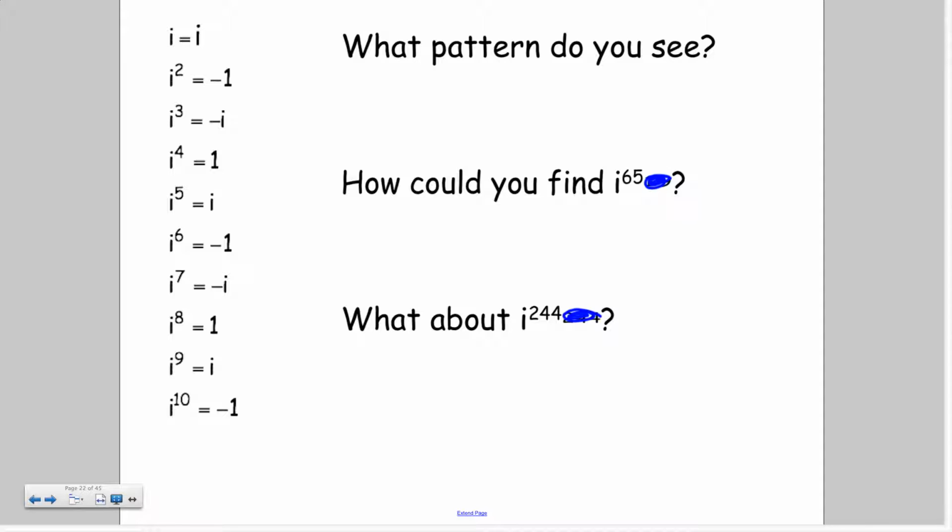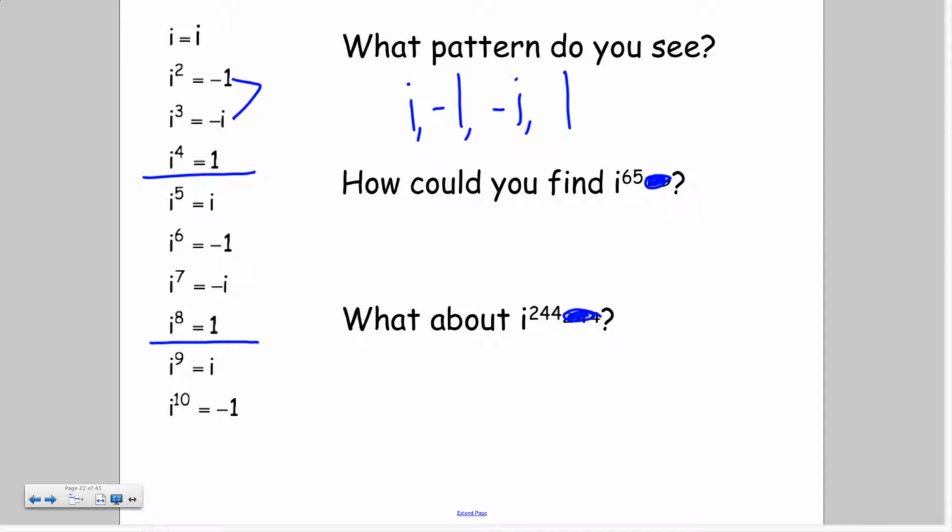All right, so what pattern did we see? We had I, 1, I, 1. So every fourth time it repeats, as you can tell. But we do have positives and we have negatives. Well, the middle ones are always the negatives. So I, 1, I, 1, and negative in the middle.